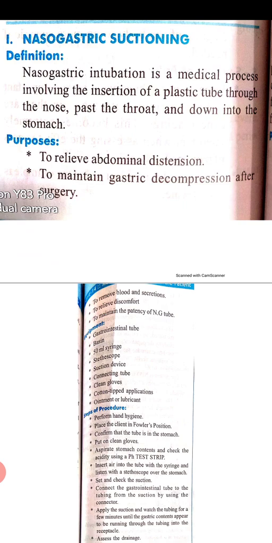to provide comfort to the patient. Nasogastric suctioning is also done to maintain the nasogastric tube. If the NG tube is there and any secretion is present, it is removed by nasogastric suctioning as well.